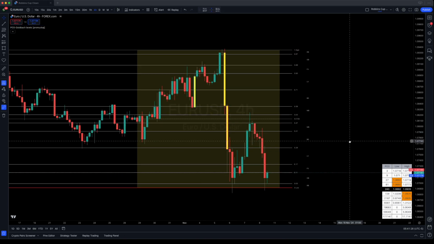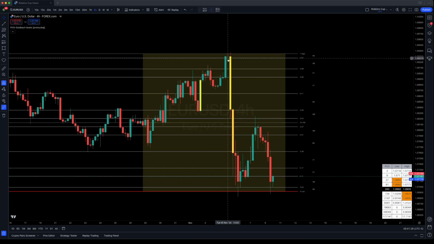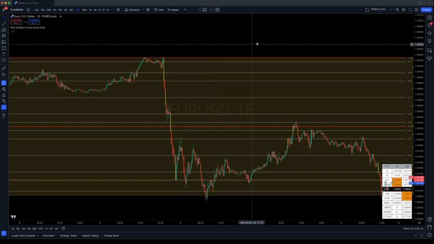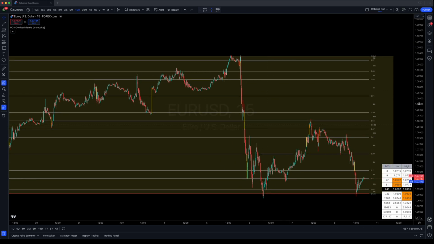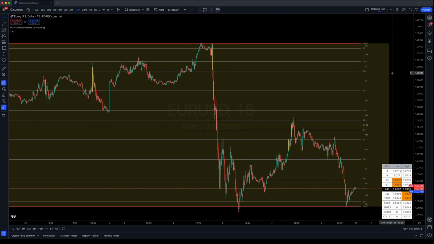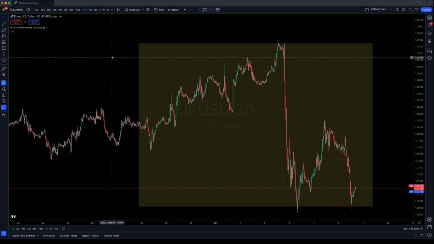There we go. There's your order block. We had a massive fair value gap all the way down. And if we go down to a lower time frame, you'll be able to see the price discount arrays more clearly. So there is your order block, your fair value gap. Maybe half an hour is better.